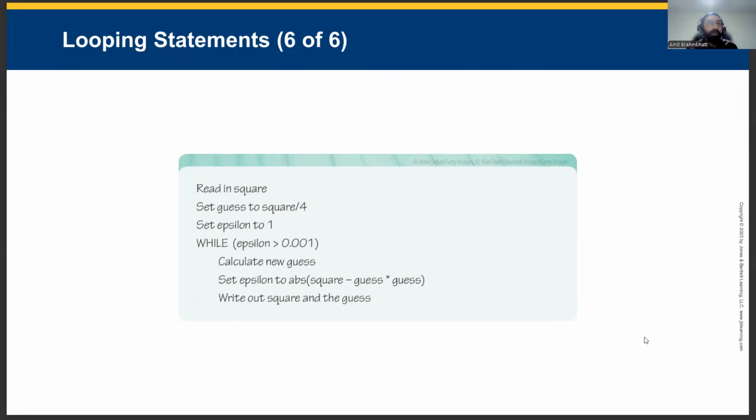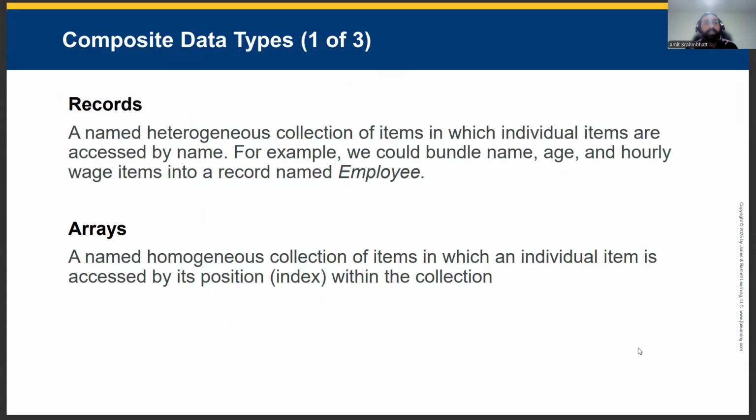All right, moving forward, composite data types. Here in this slide, we understand composite data types, structures that store multiple related pieces of data. A record is a named heterogeneous collection in which each item is accessed by name. For example, a record called employee may contain fields such as name, age, and hourly wage.